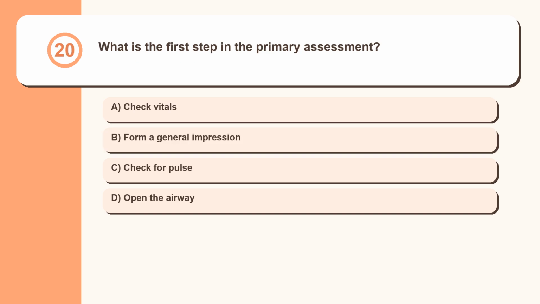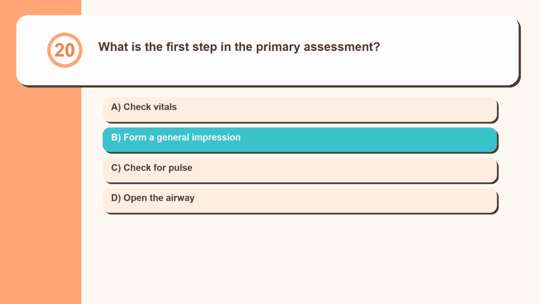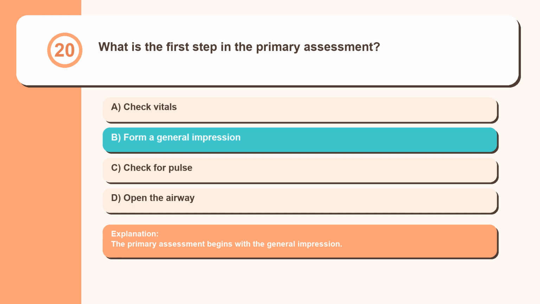Question 20. What is the first step in the primary assessment? Check vitals. Form a general impression. Check for pulse. Open the airway. The primary assessment begins with the general impression.